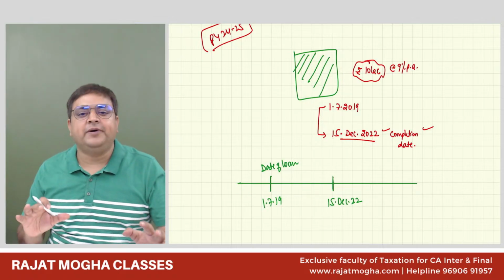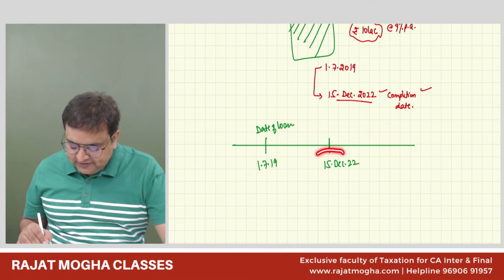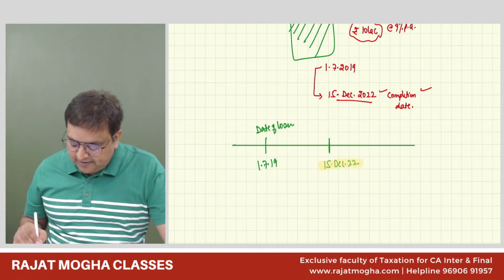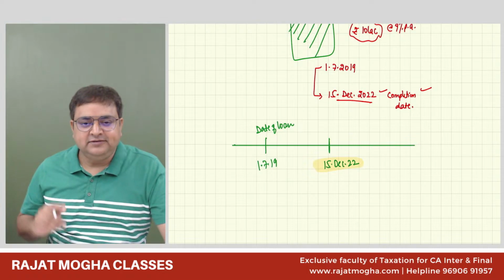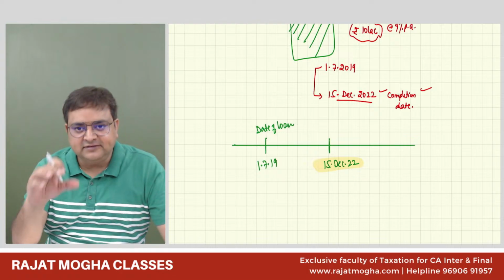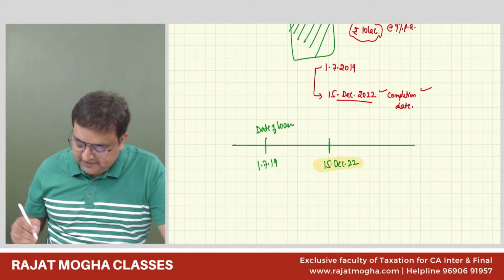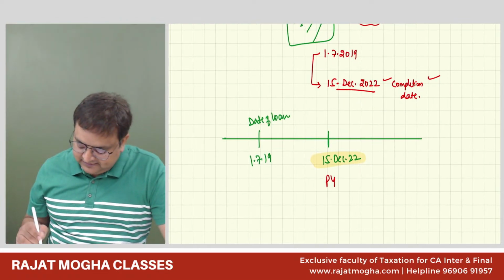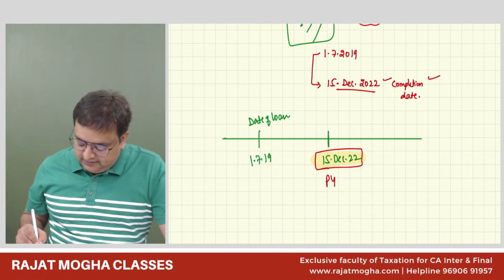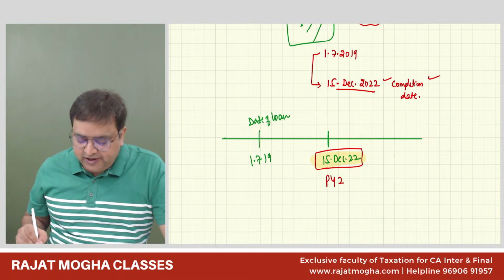But in house property, the provision says that we have to see the date on which the construction is completed. The construction is completed on 15 December 2022. Just see the previous year in which this date is falling. Just see the previous year where this date belongs to. Tell me, this date belongs to which previous year? This date belongs to previous year 22-23. 21-22 or 22-23?